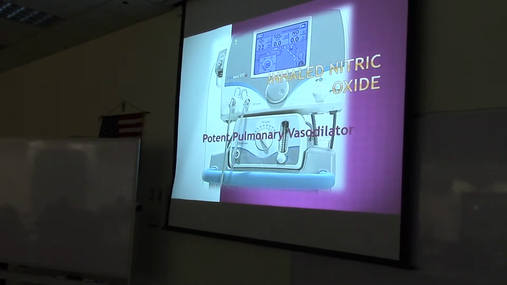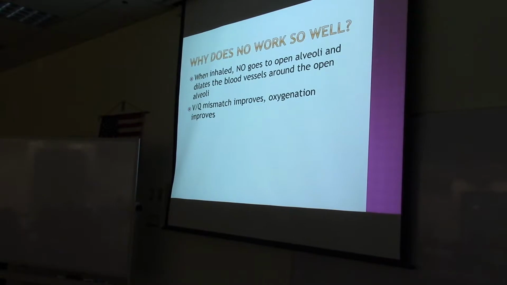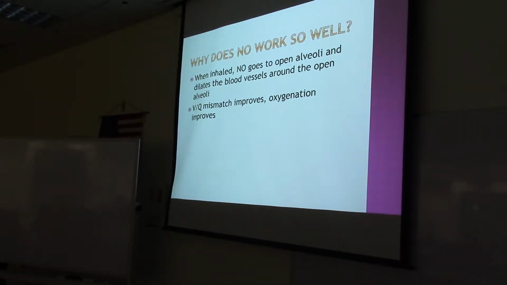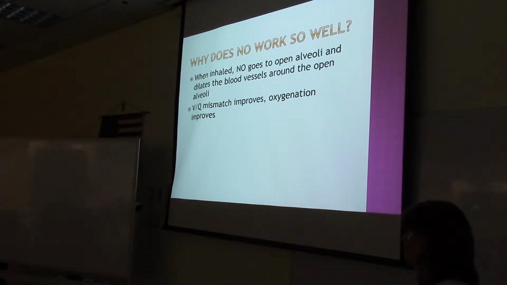So inhaling nitric oxide, it's a potent pulmonary vasodilator. And why does nitric oxide work so well? When it's inhaled, nitric oxide goes to open alveoli and dilates the blood vessels around the open alveoli. So does it make sense that if you've got alveoli filled with fluid, the nitric oxide isn't going to get through that fluid and into that alveolus, and then dilate the vessels going past that alveolus? That would be kind of defeating the purpose, right?